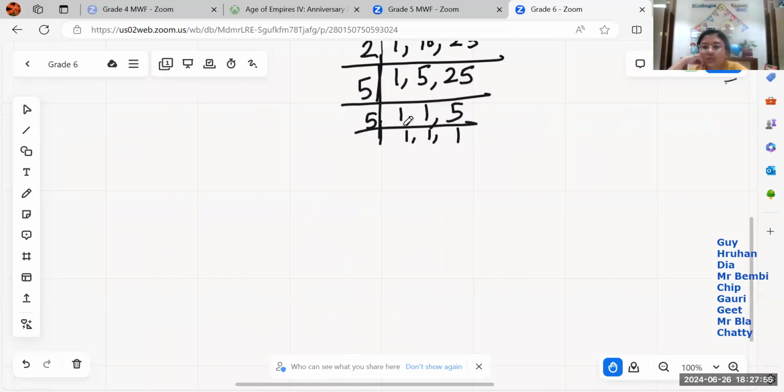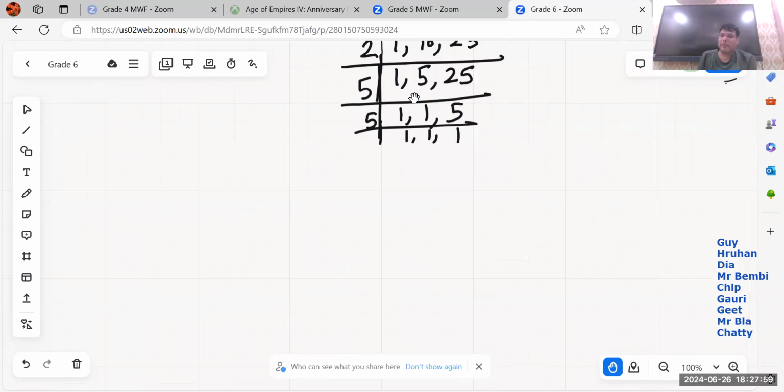So that's why we take the LCM. Like if I say the LCM of 3 and 4, it is 12, because 12 is divisible by both 3 and 4. If I talk about the LCM of 20 and 3, it is 60, because 60 is divisible by both 20 and 3. Okay.